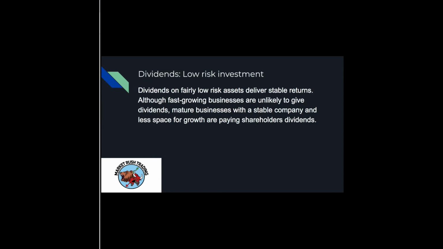So this is basically it, guys. Why do a lot of investors get into dividends? As I've said before, dividends on fairly low risk assets deliver stable returns. Although fast growing companies are unlikely to give dividends, mature companies, businesses like Coca-Cola, Johnson and Johnson, AT&T, what else? There's a couple companies, man, that are able to give you that dividend because they have less room for growth and they're pretty stable. They have that foundation. They can take a hit because they have a lot of cash, right?